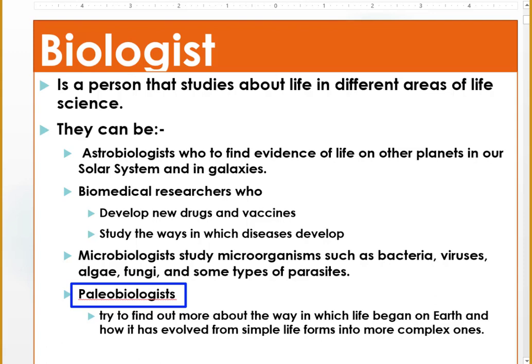So, these paleobiologists simply obtain evidence from fossil records and from studies of the chemistry of ancient rocks to make estimates of when and how new life forms appeared on the planet.